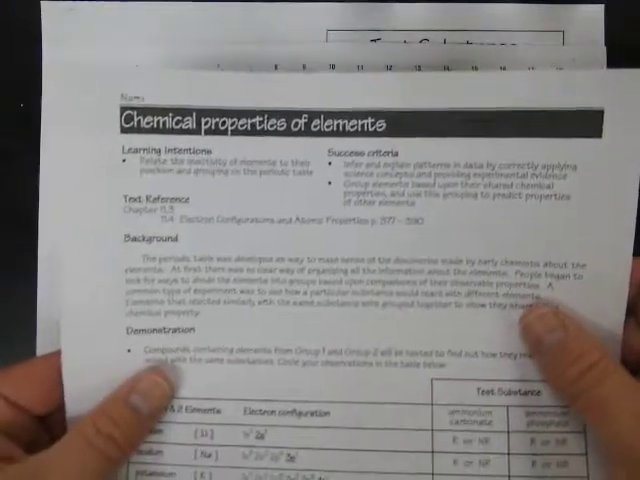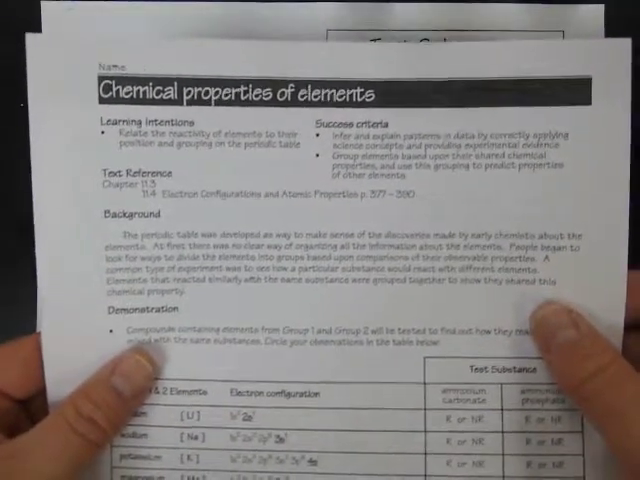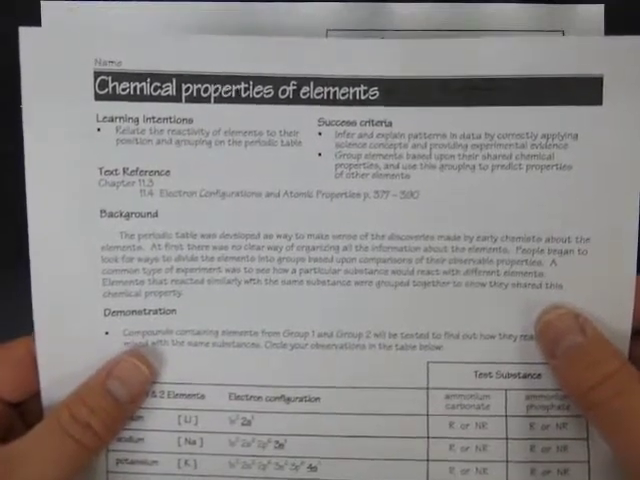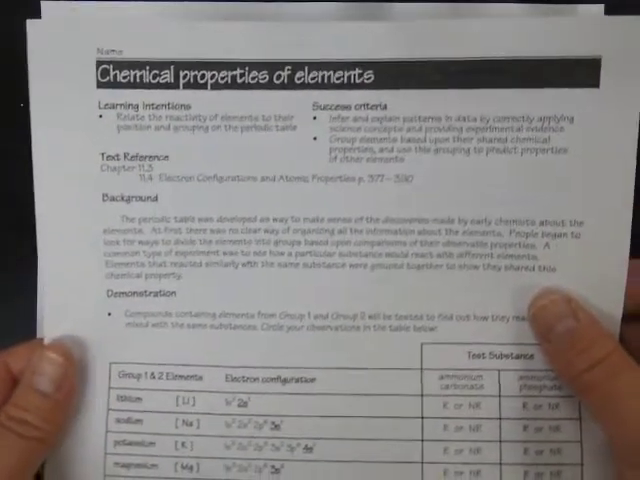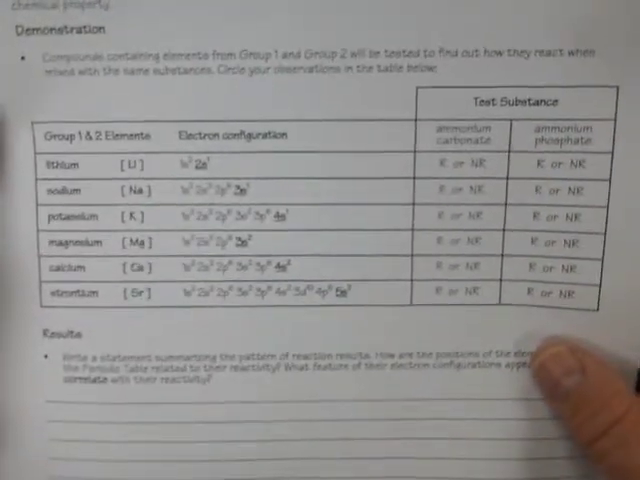Please make sure you have your copy of the assignment Chemical Properties of Elements, a short little experiment to look at how the arrangement of elements on the periodic table is related to their chemical properties, the way that they react. So we're going to first start with a little demonstration video.